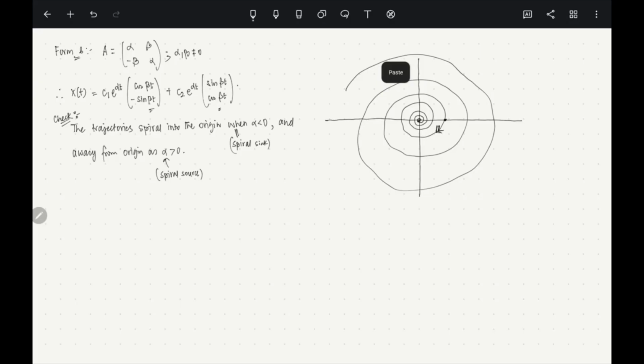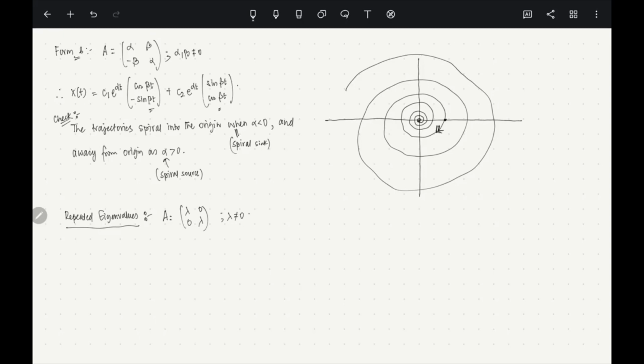Now we have the difficult case. What is the difficult case? The difficult case is the repeated eigenvalues case. So repeated eigenvalue. What is the repeated eigenvalue? Basically in this case, let's say your matrix A looks like this: lambda 0, 0 lambda, and lambda of course not 0.